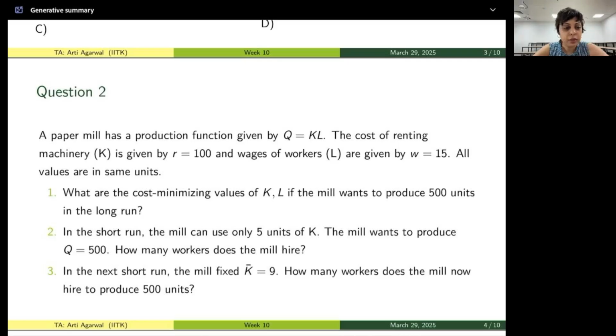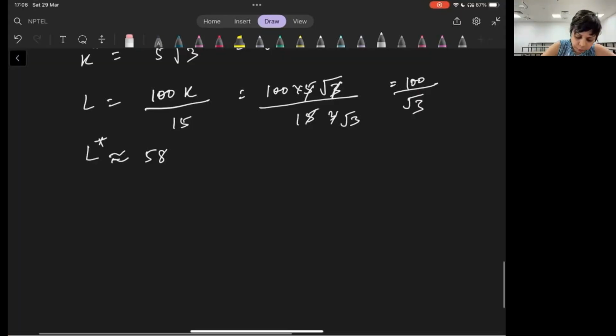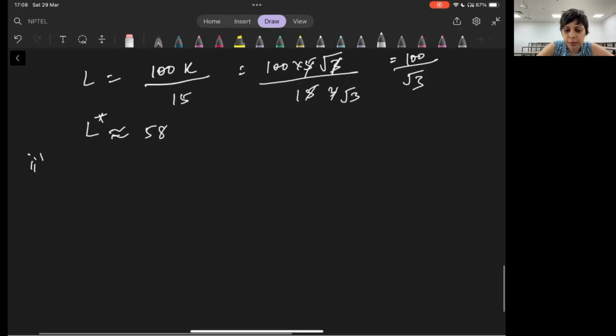The very simple questions. The first part we already solved. The second part, L comes out to be 100. Now we have to do the third part. Let's do the third part. The second part is pretty simple.